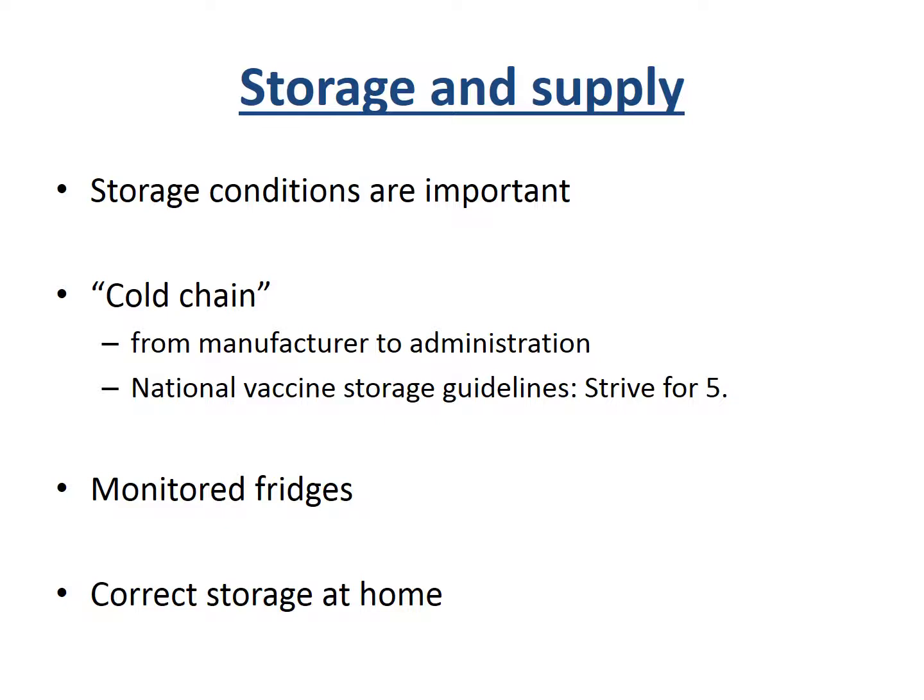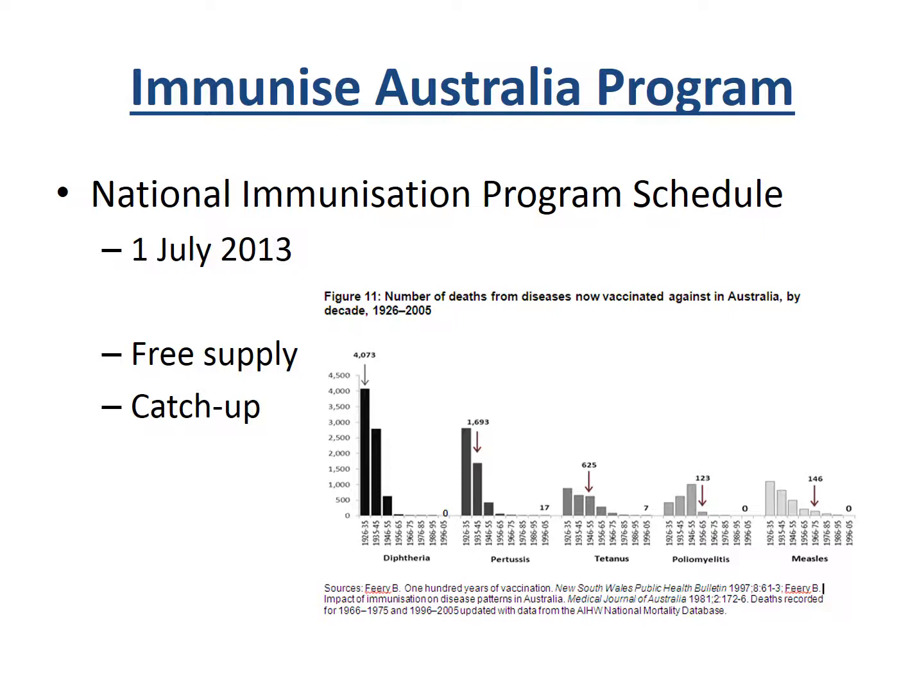The risk of storing a vaccine inappropriately means it may in fact be ineffective, and you will think you've been vaccinated against something and in fact you have not been. So reasonably serious consequences of inappropriate storage. So the Immunise Australia program is the federal government national immunisation program, which had its last big upgrade in 2013.